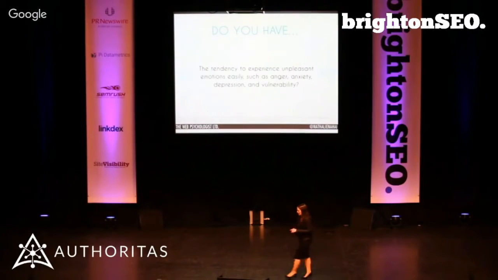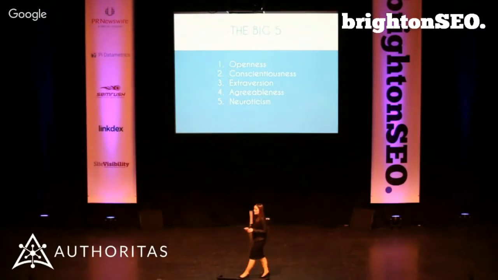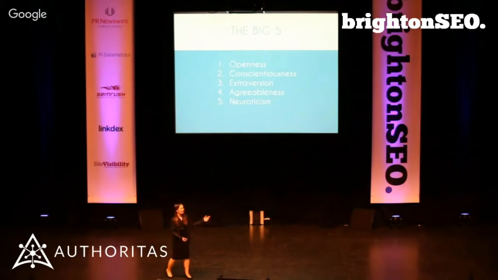And it relates to the fifth and final trait, which originally was called neuroticism. It's more recently been changed into emotional stability, because no one wants to have a neurotic score, because it's quite upsetting. But it's worth knowing about.